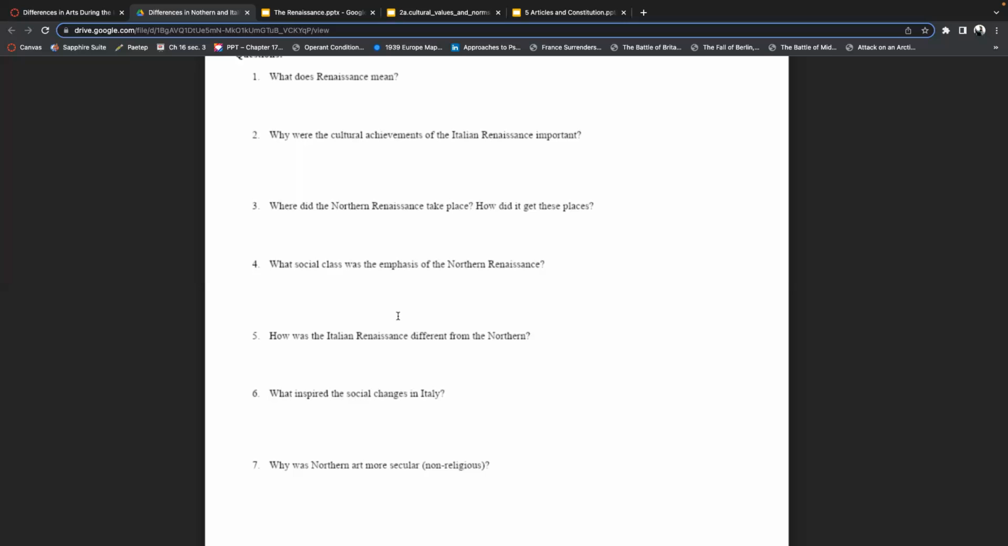How did it get to these places here? What do we have? Honor, go ahead. He's the only one with his hand up here. So, did you have your hand up? Yeah, sorry. It happened in Germany, France, England, Poland, and the Renaissance happened in Denmark as well. Good. And they got to these places pretty much through trade, commerce, between Italy and them. Awesome. Good job.